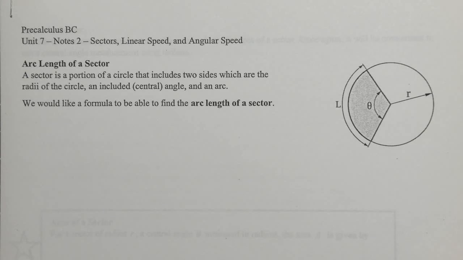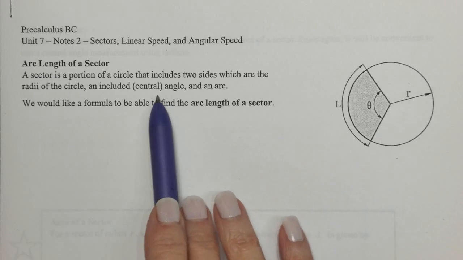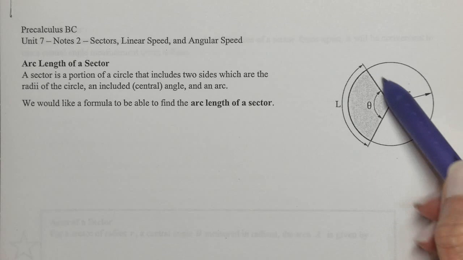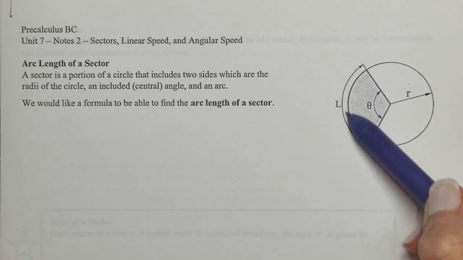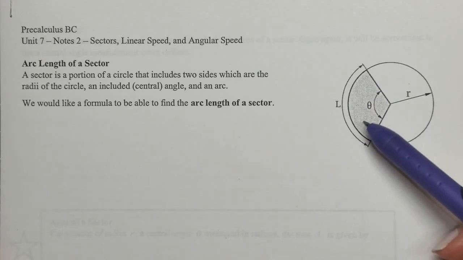A sector is just a portion of a circle that includes two sides, which are the radii of the circle, and an included, or what's called a central angle, and an arc. So it has the two radii, a central angle, and an arc. The arc is the outside of it. So it's a part of a circle. It's a little section or sector of a circle.